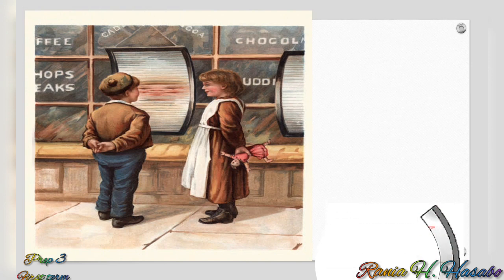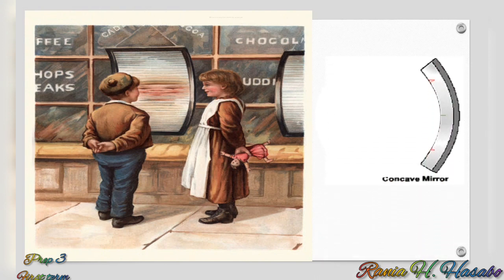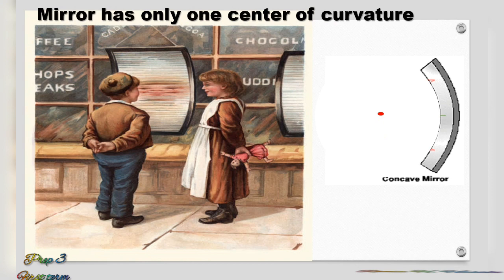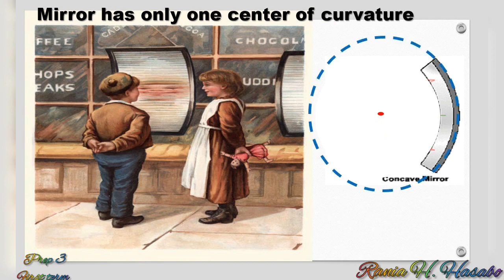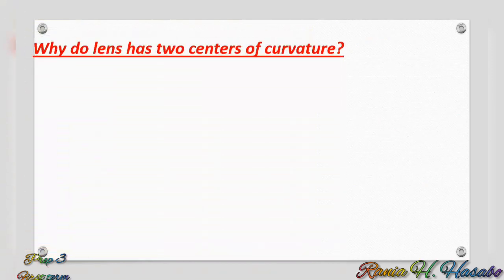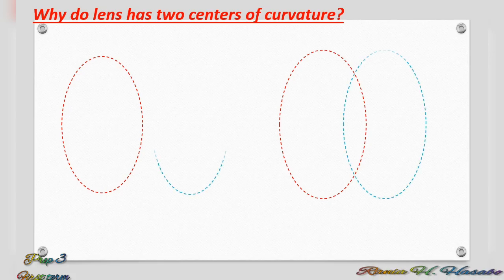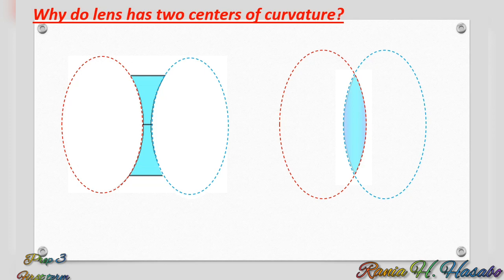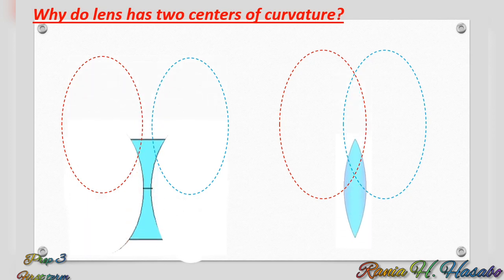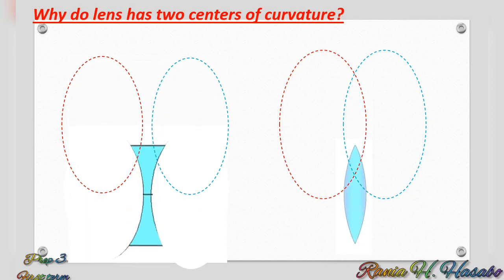In case of spherical mirrors, the mirror has only one center of curvature, as its reflecting surface is a part of one hollow sphere. But a lens has two centers of curvature and two faces because it has two spherical surfaces. Lens is part of two spheres while mirror is part of one sphere.